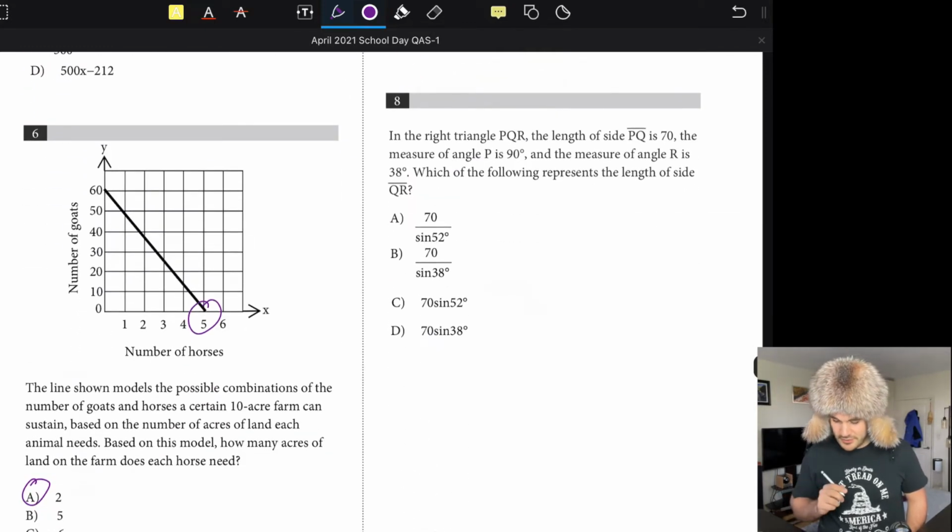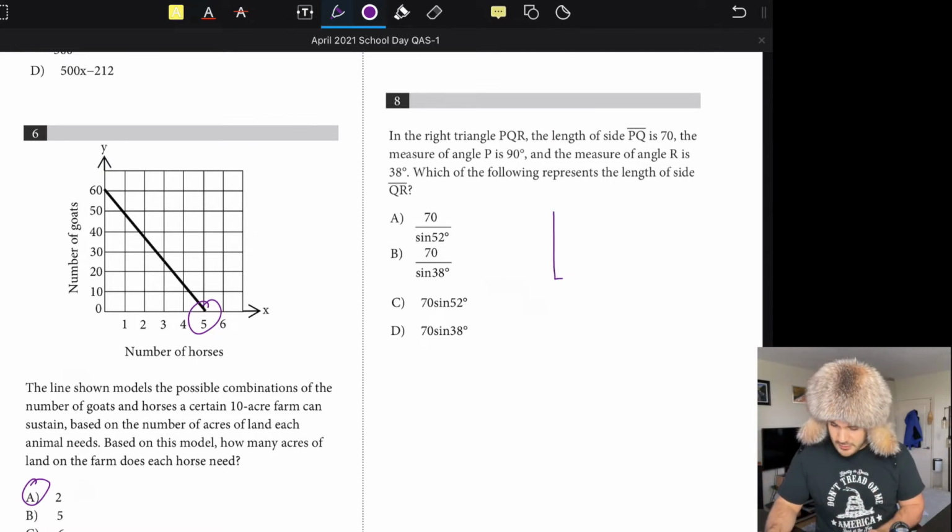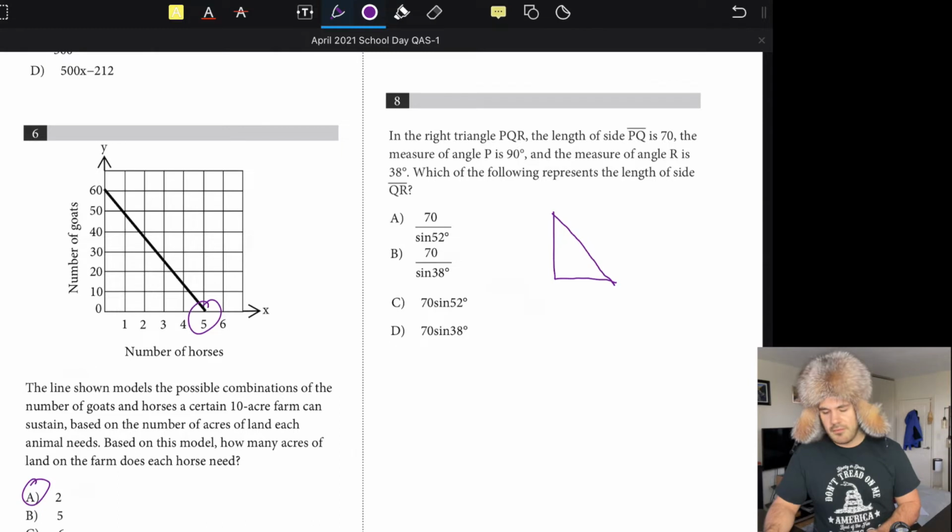Number 8, in right triangle PQR. Okay, I'm already seeing the stuff they're talking about, a right triangle. I'm going to draw it out. So let's do it. Boom, boom. Doesn't have to be a perfect representation, just to have a right triangle.